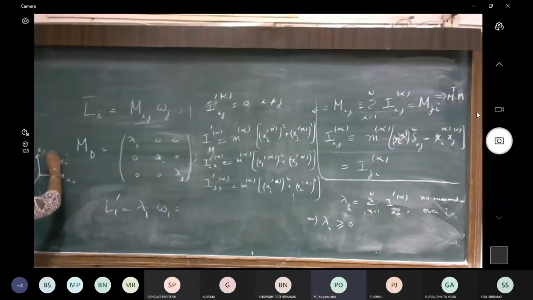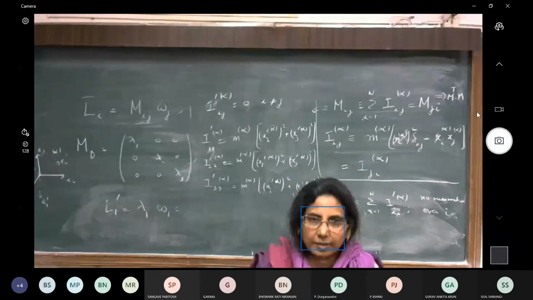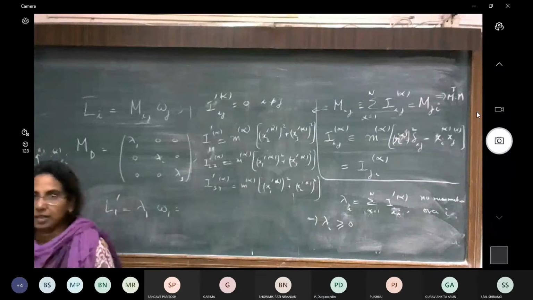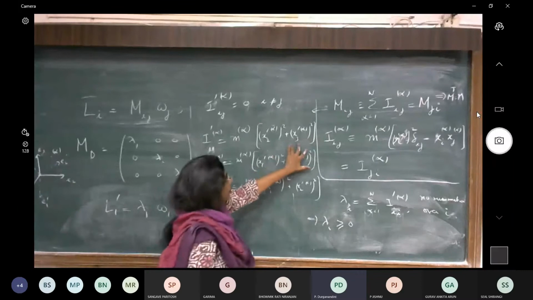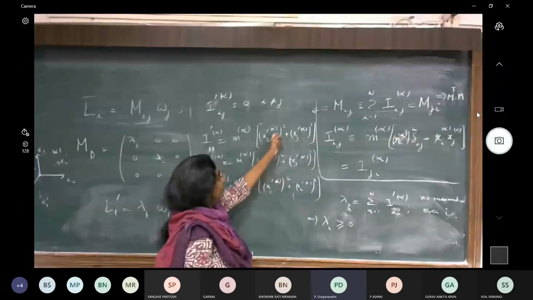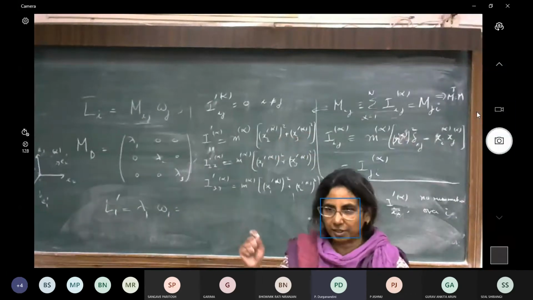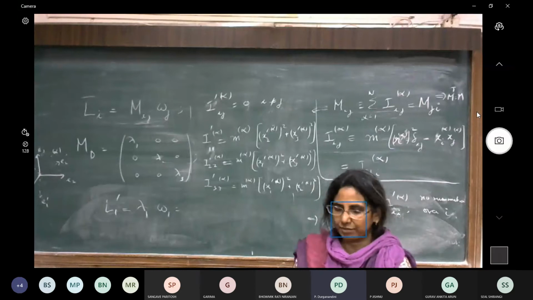So suppose your alpha particle was here. What is x2 prime? x2 prime is the component of the position of the alpha particle along the e2 prime direction. Similarly, your x3 prime is the component of the position of the alpha particle along the e3 prime direction. So x2 prime squared plus x3 prime squared is nothing but the perpendicular distance of the alpha particle from the e1 prime axis. Because just imagine that this, suppose, is my e1 prime axis.